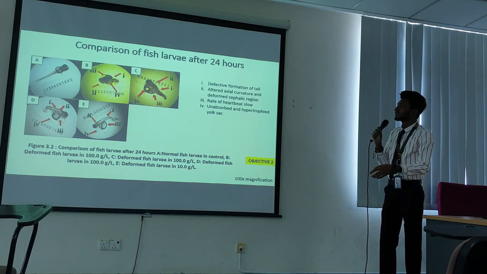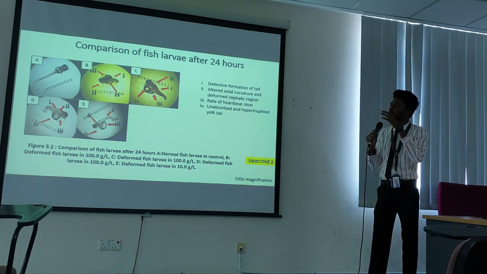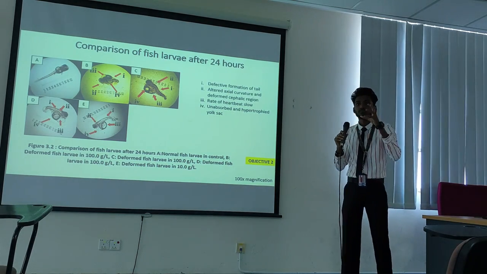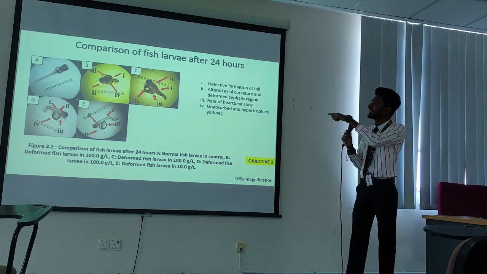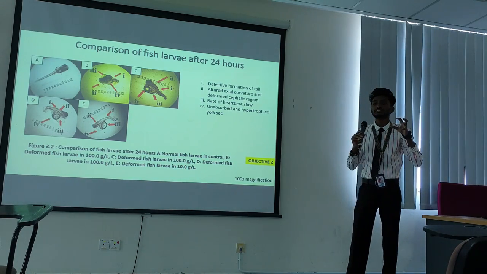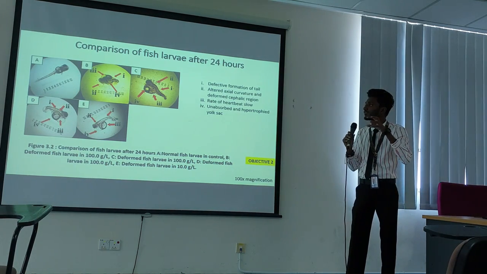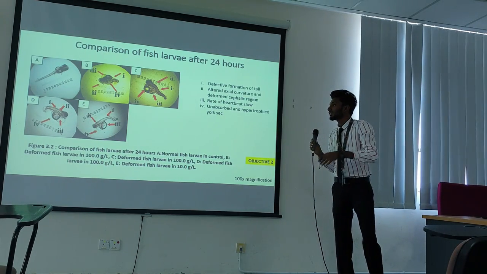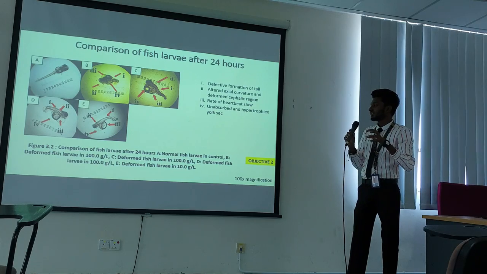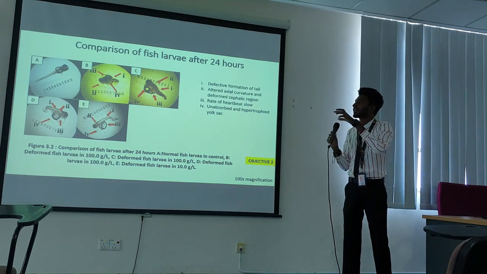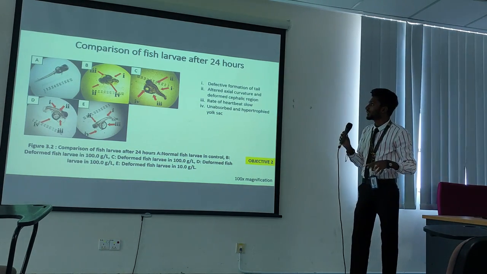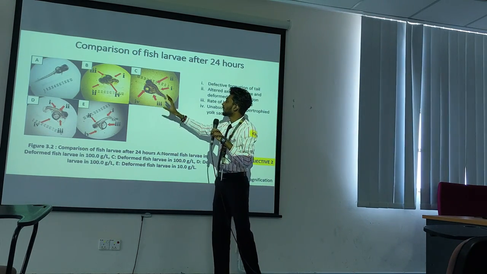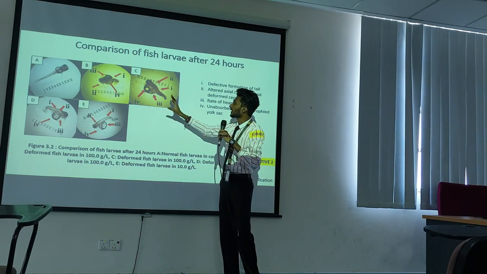Next, the comparison of fish larvae after 24 hours. Picture A shows the normal fish larvae taken from the control. And pictures B, C, D are the deformed larvae from 100 gram per liter concentration. Picture E is the deformed fish larvae from 10 gram per liter. So we can see that I have labeled the deformed parts of the larvae.